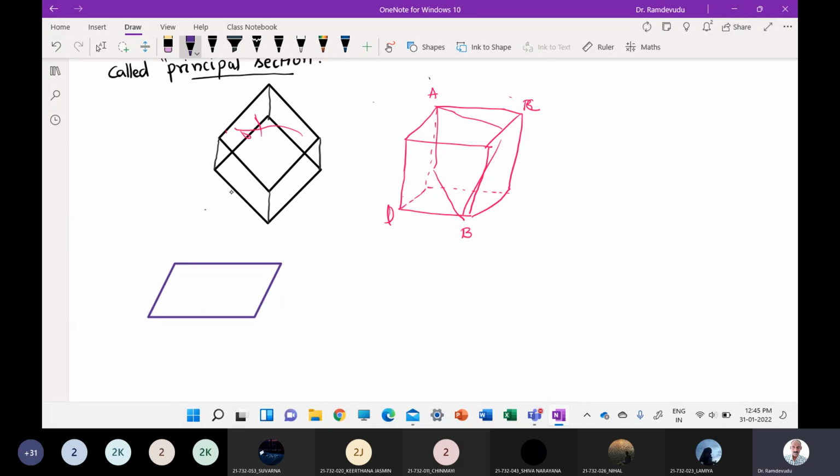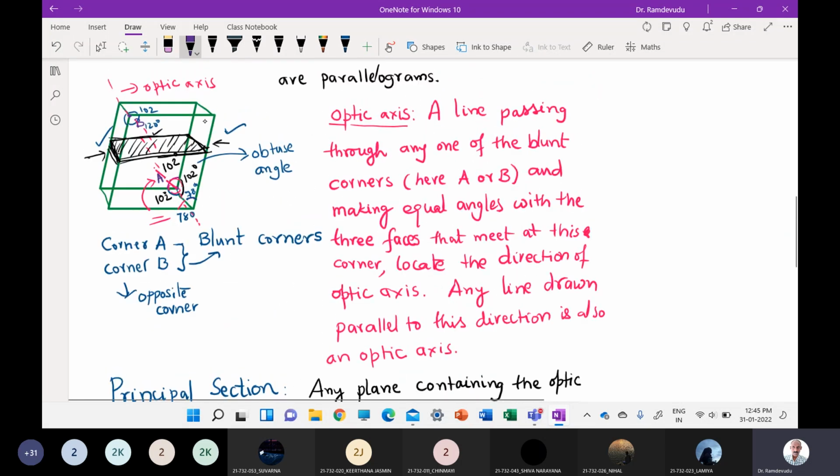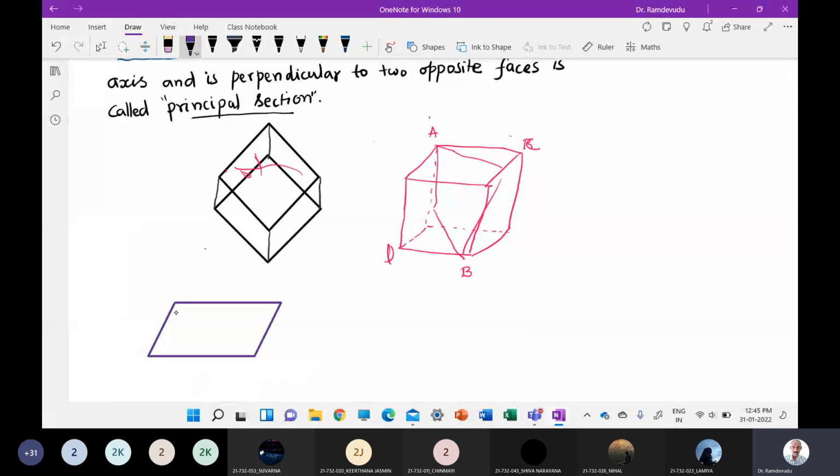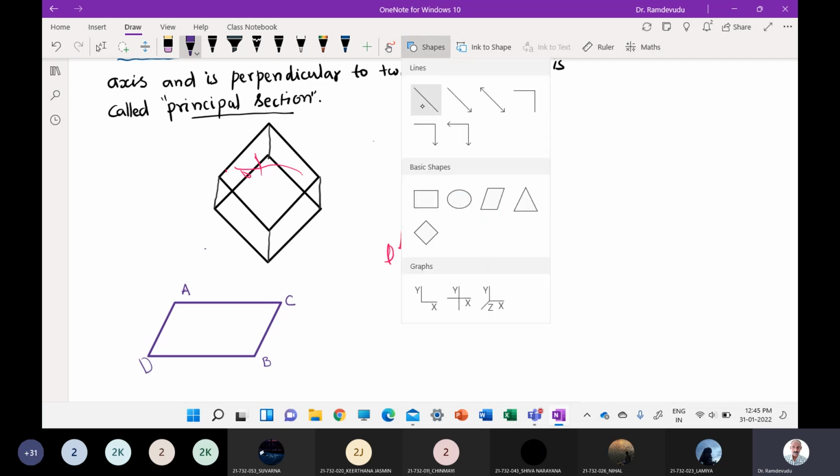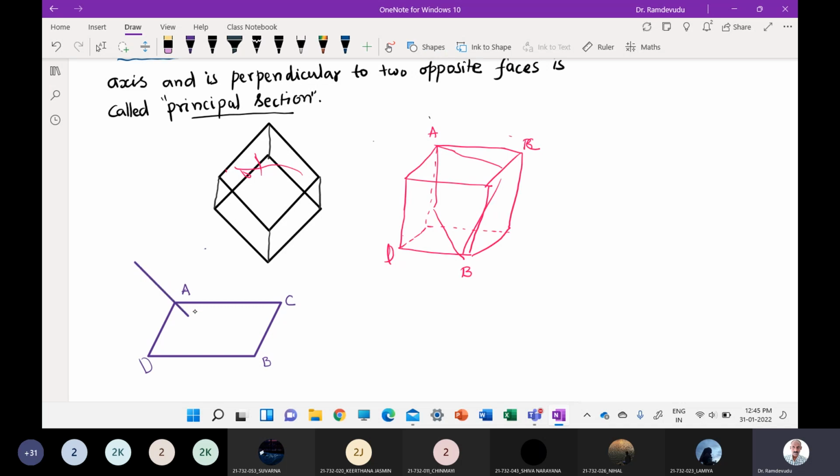So whatever you are taking from this cut, okay, this cut is the principal section. So I take that principal section something like this, and from this we will say that this is corner A. I'll write this as a corner A, blunt corner, and another blunt corner I call it as B, and I'll call this and this as CD. Now, whatever the line that is passing from any one of the blunt corners and going like this, generally we call it as a principal section.